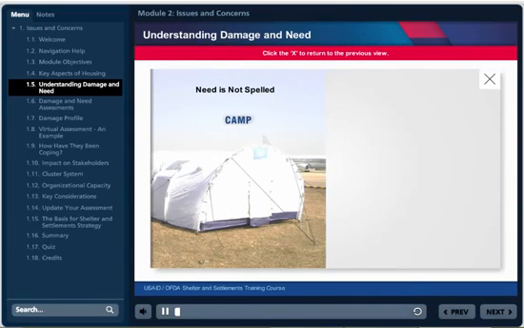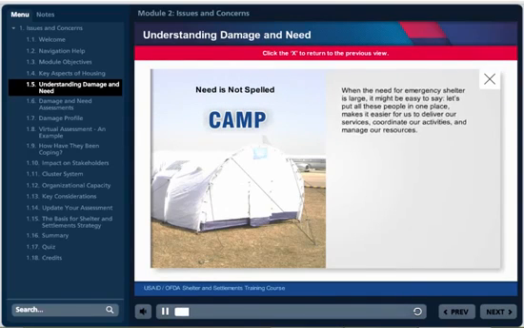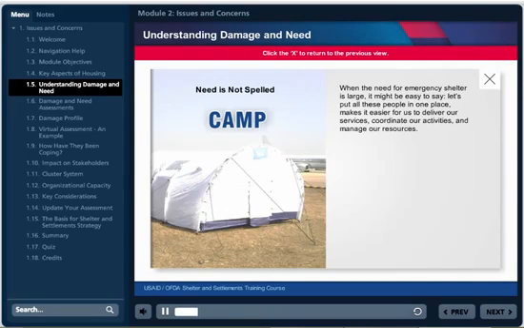Need is not spelled as camp. When the need for emergency shelter is large, it might be easy to say, let's accommodate all these people in one place. Makes it easier for us to deliver our services, coordinate our activities, and manage our resources. Well, the easiest solution is not always the best solution. In the humanitarian sector, camps should be considered a last resort.